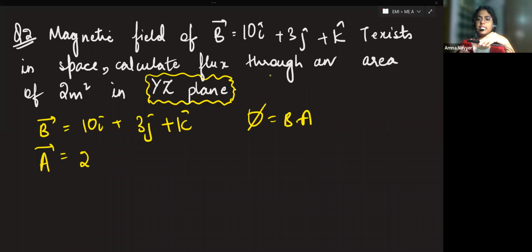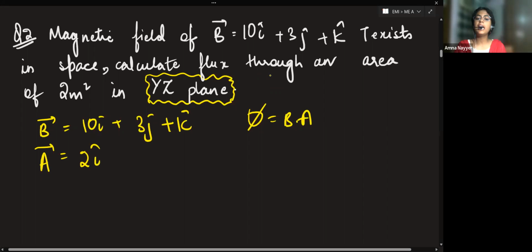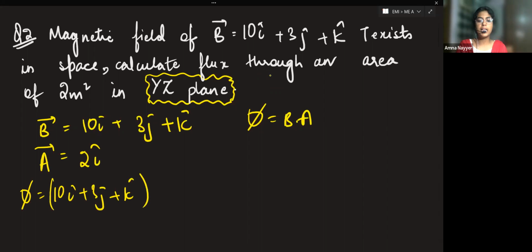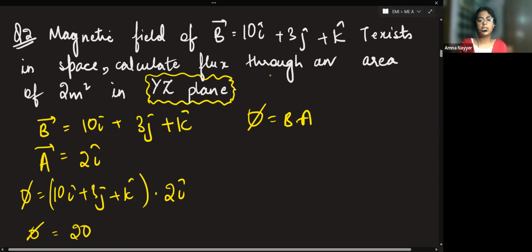So if this is kept in the YZ plane, this is the YZ plane. Perpendicular to this will point in which axis? The x-axis. So the unit vector here will be i cap. So B dot A means 10 i cap plus 3 j cap plus k cap dot 2 i cap. This will give you 10 i cap into 2 i cap, that is 20. And there are no other coefficients, so this will be your answer, 20 Weber.